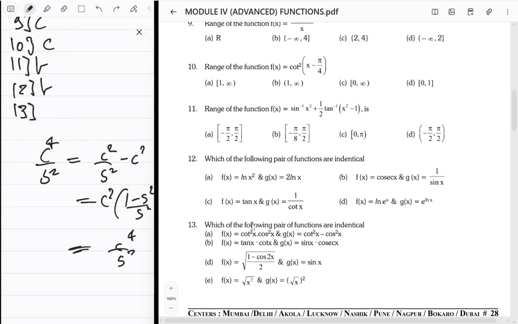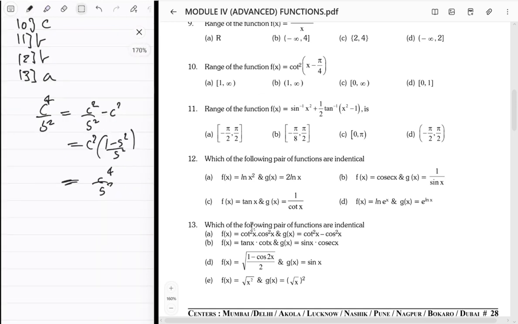Right, so these are identical. No need for checking out other options, but still I'm gonna do it because I wanna see if they made some kind of mistake once again. Yeah, okay. Tan x times cot x, that's 1.